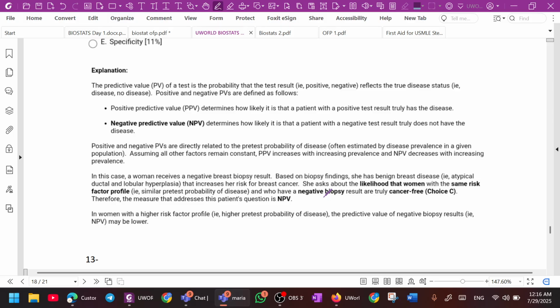Positive and negative predictive value are directly related to the pretest probability of the disease, often estimated by the disease prevalence in a given population, assuming other factors remain constant. Positive predictive value increases with increasing prevalence, and negative predictive value decreases with increasing prevalence.